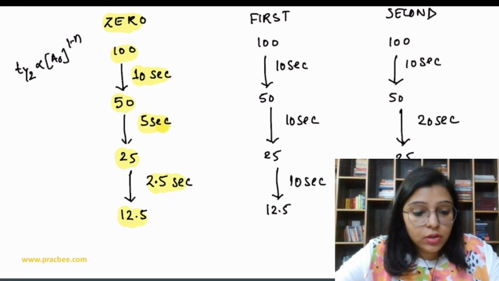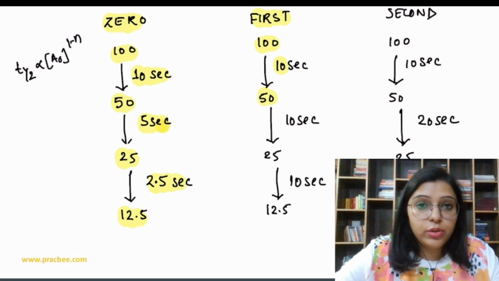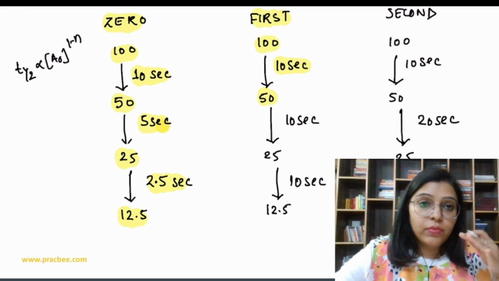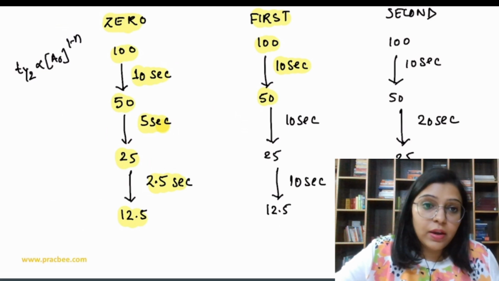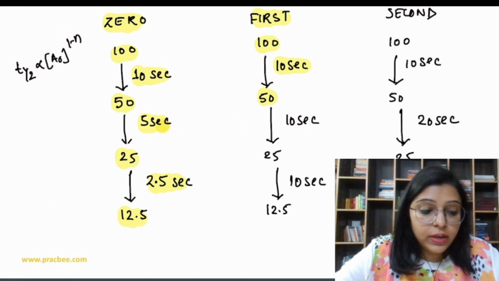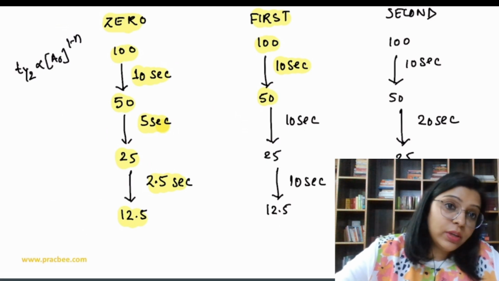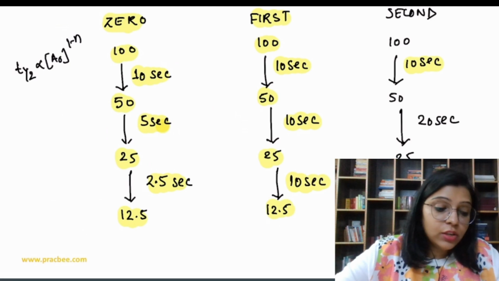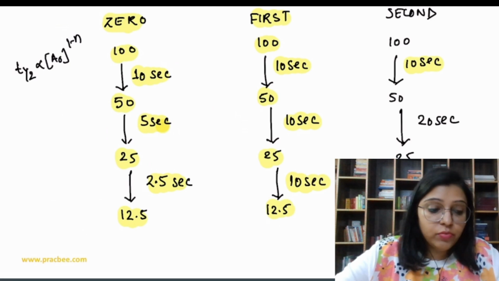Okay, first order reaction, in first order reaction T half is going to be the same. So 100 to 50 happens in 10 seconds, 50 to 25 happens in 10 seconds, 25 to 12.5 happens in 10 seconds. For the second order reaction, the successive half-life time increases. So 100 to 50, if it happens in 10 seconds, then 50 to 25 happens in 20 seconds, and then 25 to 12.5 happens in 40 seconds, right?